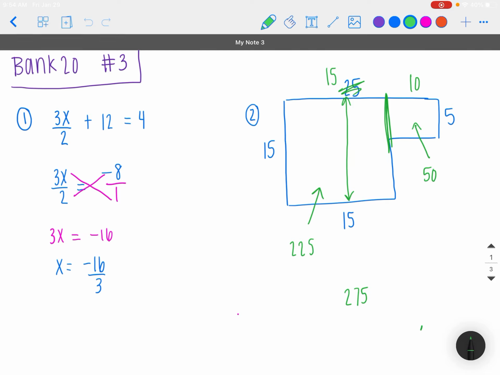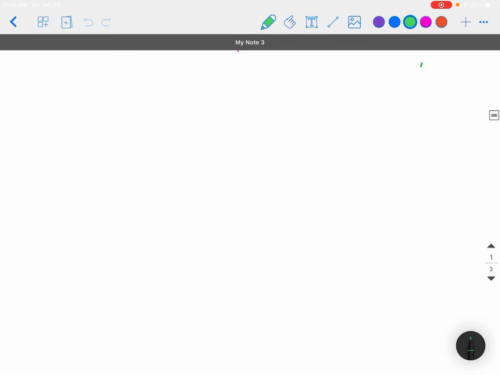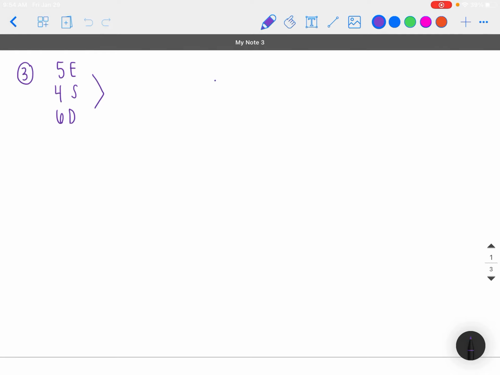All right, number 3. So we have 5 entrees, 4 sides, and 6 desserts. And we want to know how many different combinations there are. And just like always, we take 5 times 4 times 6, which is 120, or J.